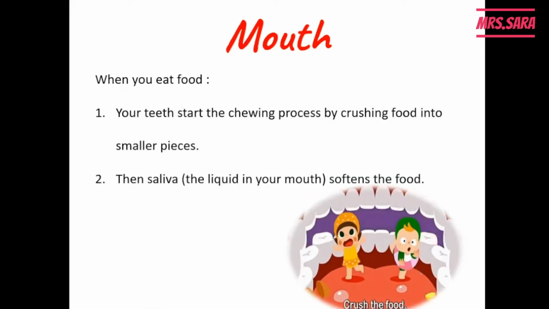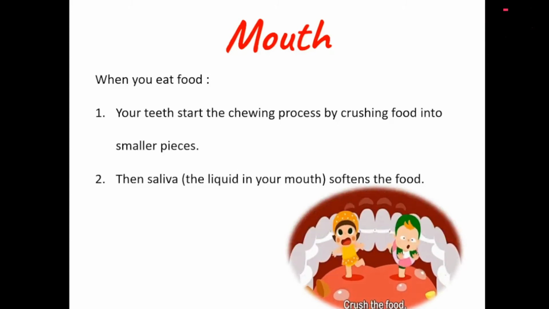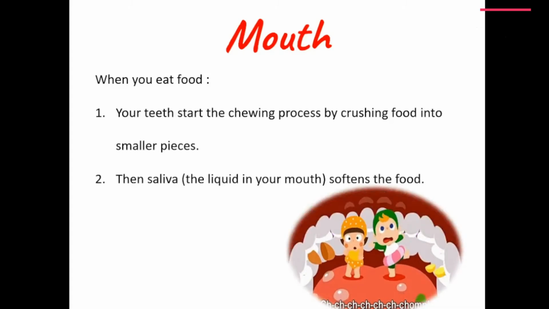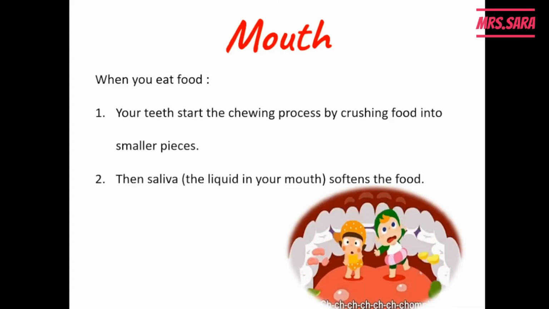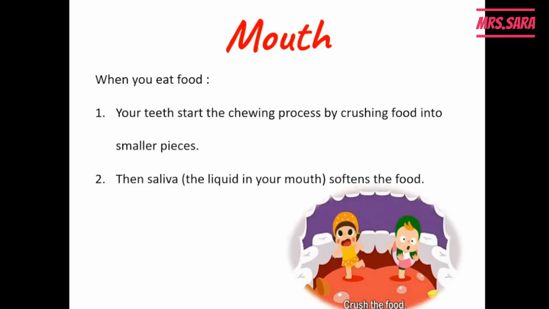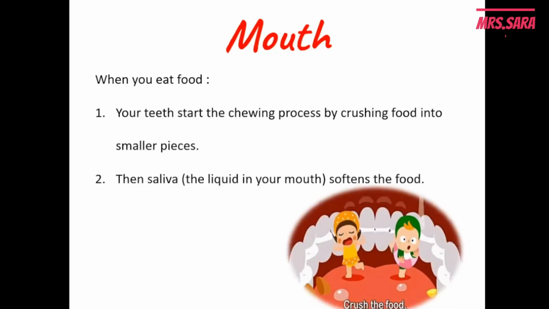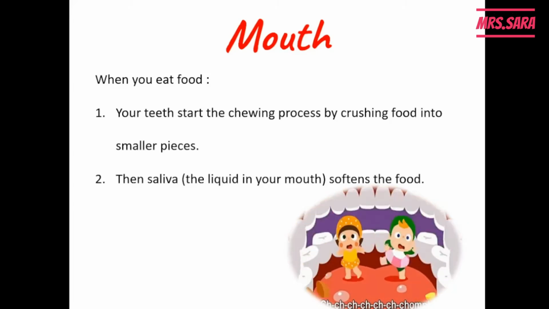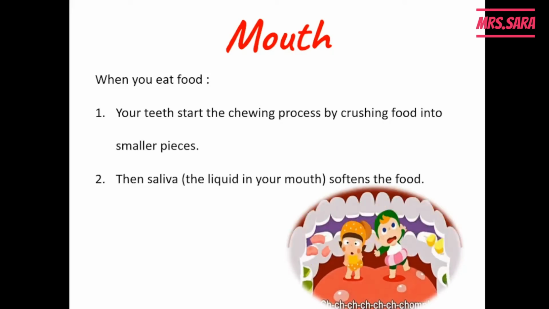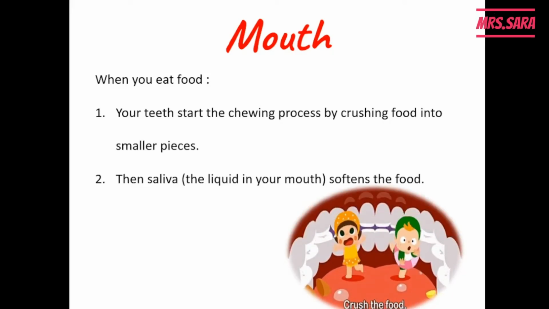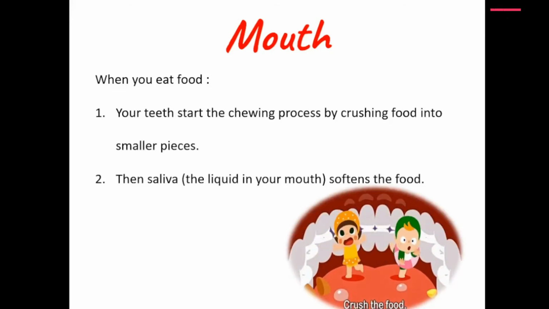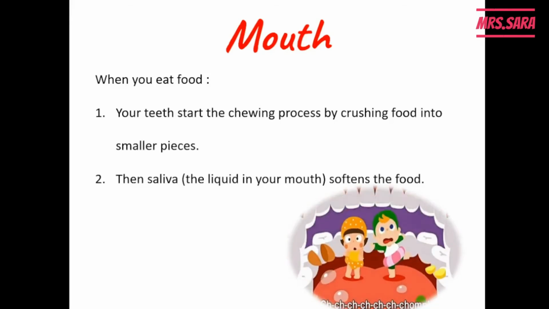So the first step in the digestion process happens in our mouth. How? When you eat the food, your teeth start the chewing process by crushing the food into smaller pieces. Then we have something called saliva. Saliva is the liquid in your mouth. The saliva softens the food. So, the first step in the mouth starts with crushing the food in the chewing process, then mixing the food with the saliva to soften the food.